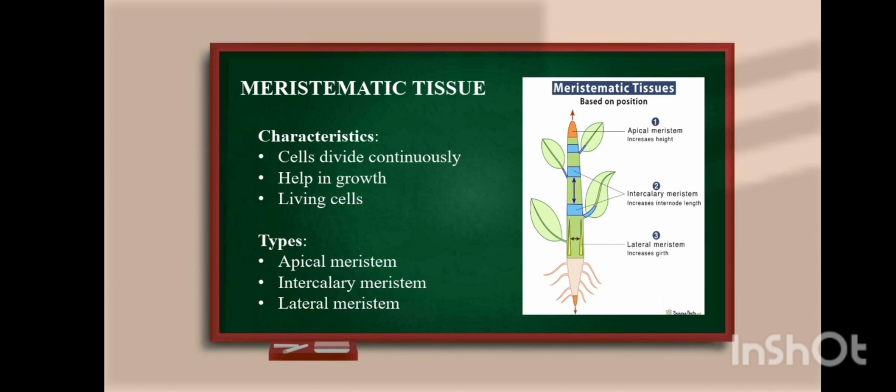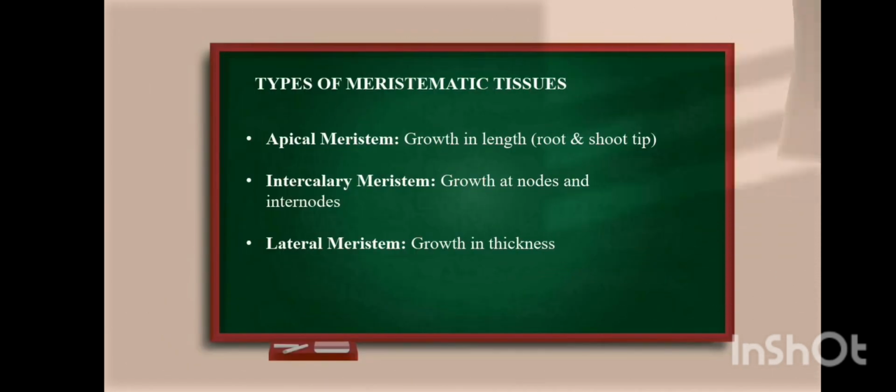Meristematic tissues are actively dividing tissues that are responsible for the growth of plants. They are made up of living cells and are found in specific regions of the plants. When we take a plant, we can see these three types of meristem in specific parts.